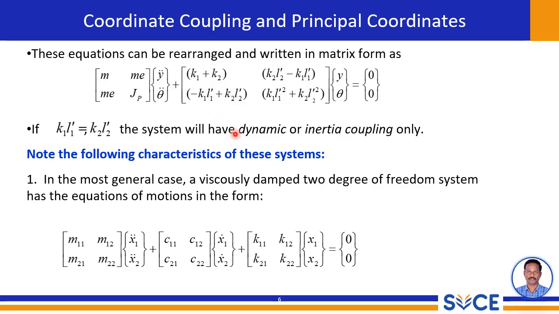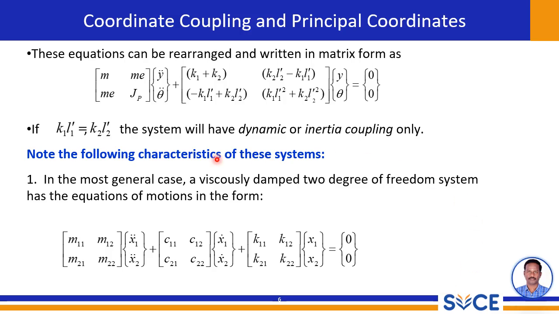Now we can see a very important condition, that is K1 L1 equal to K2 L2. The system will have dynamic or inertia coupling only when this is followed. This means that even if the spring forces balance out in a certain way, the system still has coupled motions because of its inertia. Imagine a spinning object that also moves up and down. Even if the springs are perfectly balanced, the spinning can still affect the up and down motion.